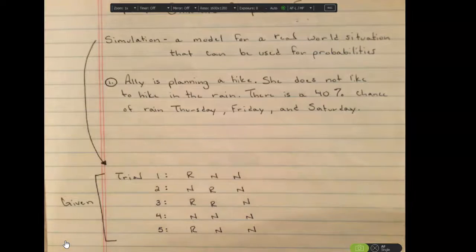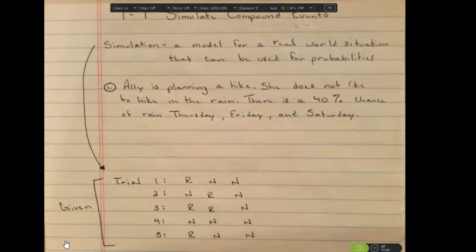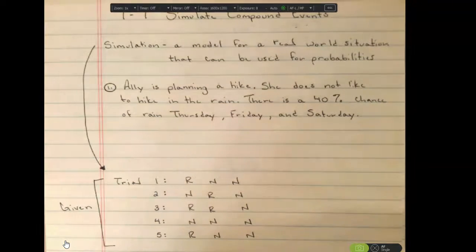It says Allie is planning a hike. And Allie, like most people, does not like to hike in the rain. There is a 40% chance of rain Thursday, Friday, and Saturday. So guys, with these problems, I want you to realize there is a lot given to you, and you can see that in your book in chapter 7, lesson 7. I'm copying these straight from the book, and again, a lot of this information is given, so don't panic over it just yet.